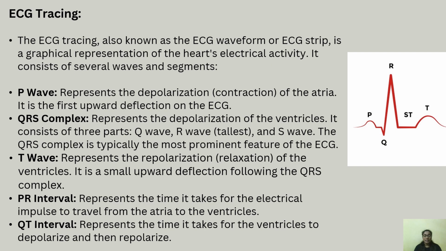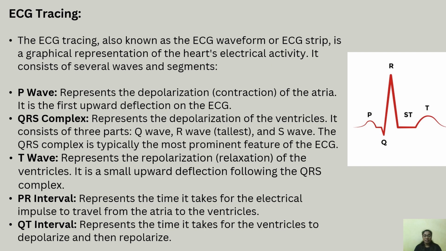Coming to the QRS complex, which represents the depolarization of the ventricles. It consists of three parts, namely Q wave, R wave, and S wave. R wave is the tallest wave. The QRS complex is typically the most prominent feature of the ECG.